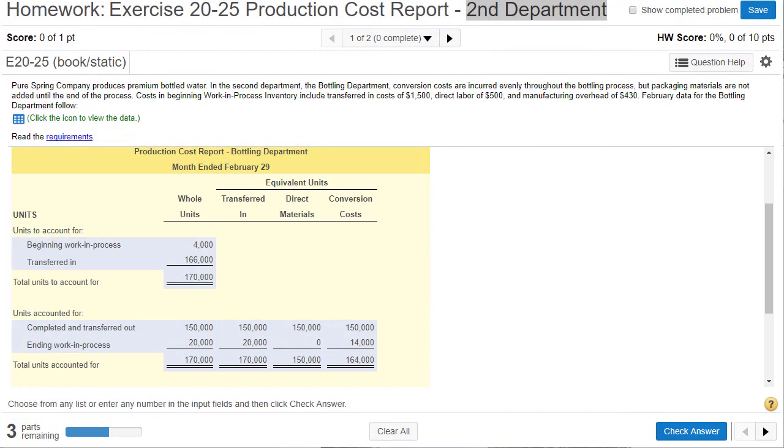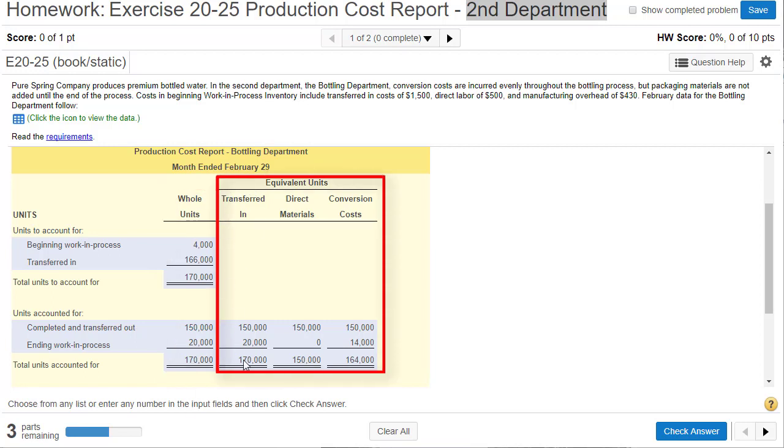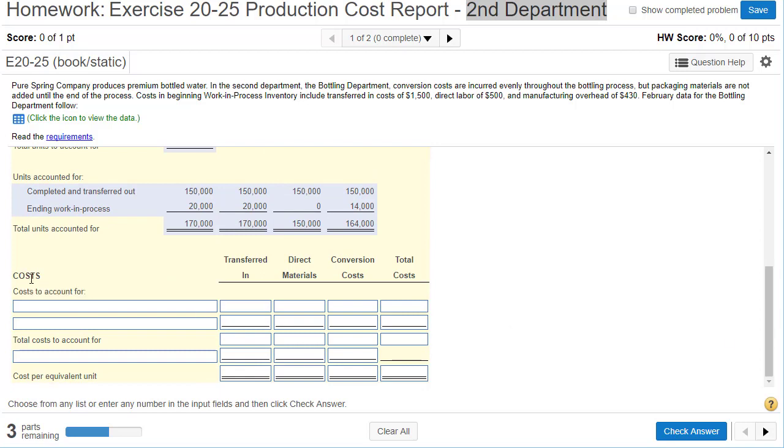So we are continuing exercise 20-25, where we are creating the production cost report for the second department. We've determined the whole units, and we've determined the equivalent units. Now we're going to move on to the costs. And notice the first section is costs to account for.